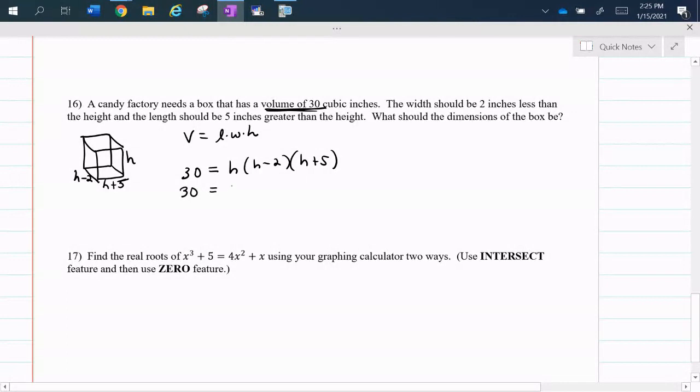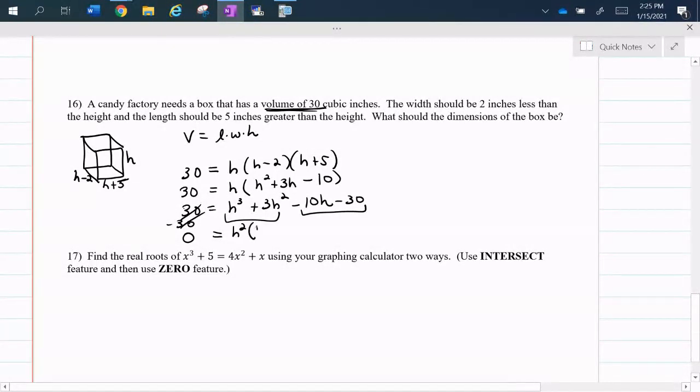And then I'm going to distribute. H minus 2 times h plus 5 is h squared plus 3h minus 10. Then I'm going to distribute my h. So I've got 30 equals h cubed plus 3h squared minus 10h. So we're going to subtract 30 from both sides, set it equal to 0, so that we can factor. So I'm going to factor by grouping. I'm going to make 2 groups, factor out the h squared, and then factor out the negative 10. Notice the h plus 3's are the same, so that's a good sign. So I'm going to write h plus 3 times h squared minus 10.